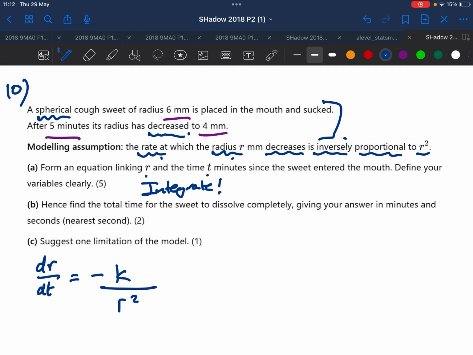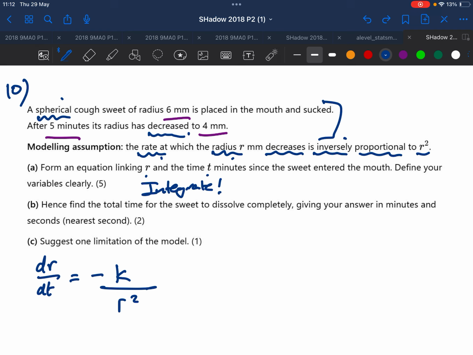Now, let's have a think if it's worth doing something before you integrate. Sometimes you can sub in here. So let's read it again. A spherical cough sweet. I'm not sure that the spherical bit was as important as I first thought. Its radius has decreased. It doesn't say anything about the rate at which it's decreasing. If I had that, I could maybe find k, but I don't seem to have that. So I think I'm just going to integrate. I don't think I can do anything else from here.